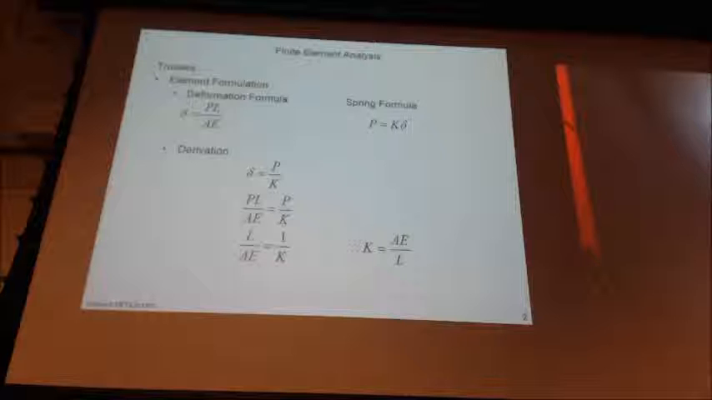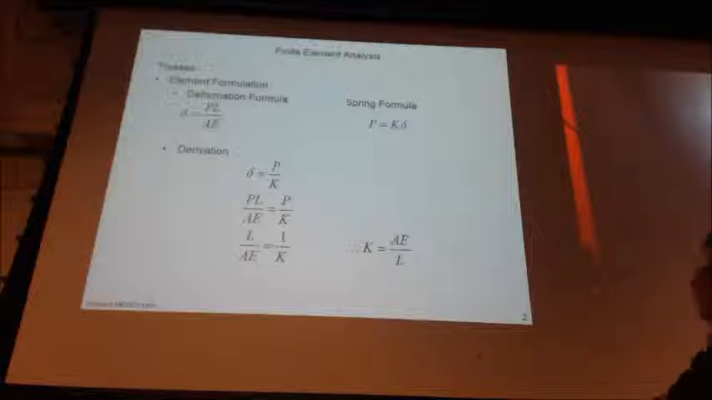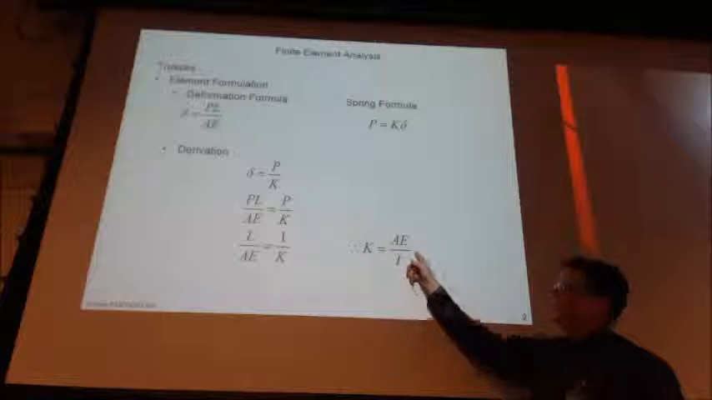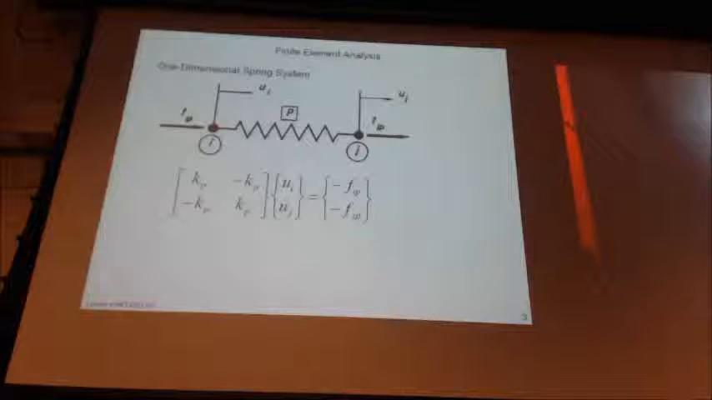So background, we can determine deflection with PL over AE, and we know our spring equation is deflection times our spring constant equals our force, right? So if we do some substituting, then we can say that our spring constant is AE over L, or our stiffness, if you will. So then we can do deflection and a force. So we'll apply that when we're working through this.